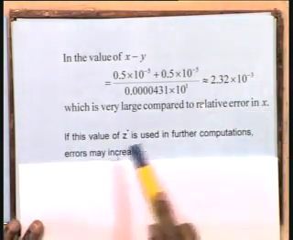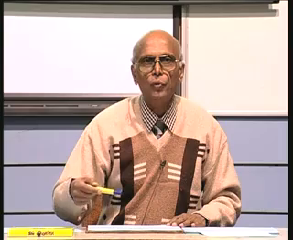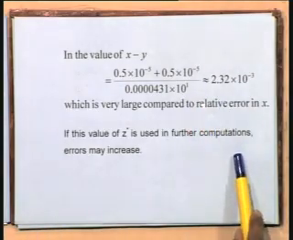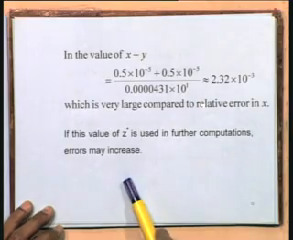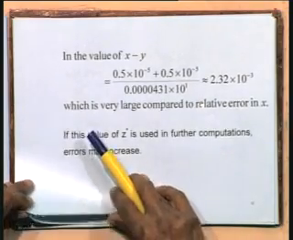Normally this is a very trivial and strict subtraction which we are doing, and we are going to do a tremendous amount of computations. Now if this value of z star is used in further computations, the error would definitely increase. Therefore this is a very simple case where loss of significant digits can occur.